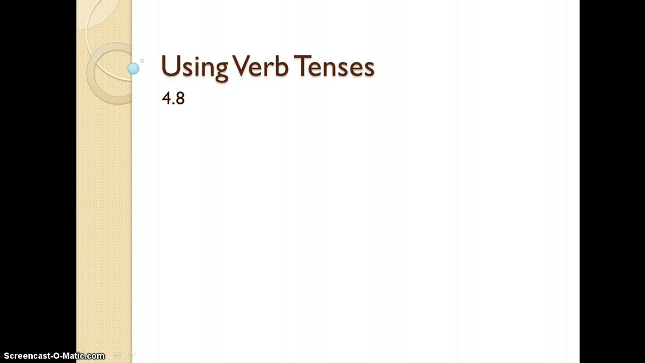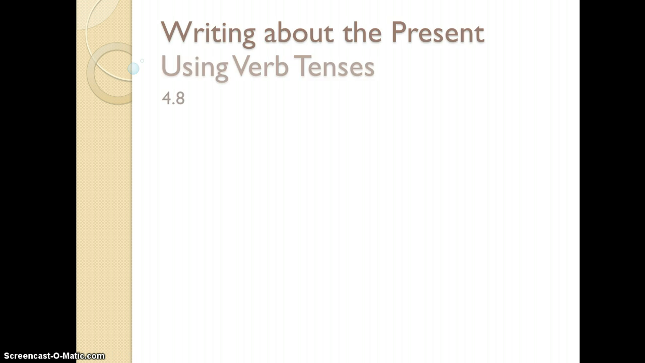All right, tonight's lesson is 4.8, using verb tenses, on page 111 in your grammar book. It's basically a review of the past few lessons. It goes over present tense of verbs, present perfect, and progressive forms, and how to use them correctly. So this is a review of, I believe, the last two or three lessons.